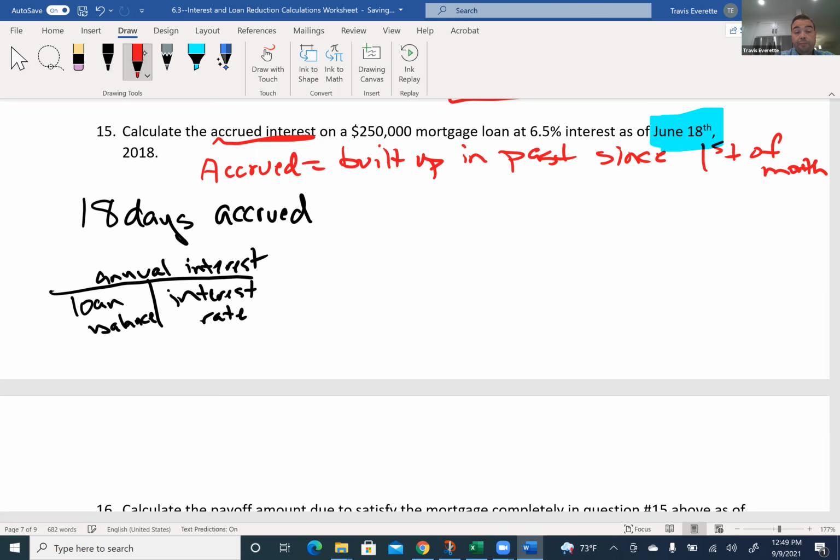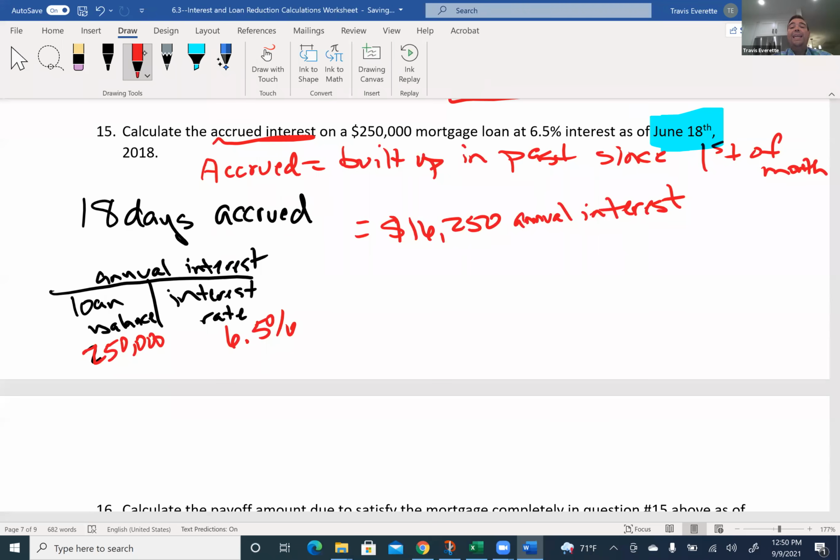So let's take a look at those. What do we have here? $250,000 mortgage loan. That looks like my balance to me. $250,000 mortgage loan at 6.5% annual interest. That looks like $16,250 in annual interest. But we don't need annual interest. We don't even need monthly interest. We need 18 days of interest. We need 18 days of accrued interest.